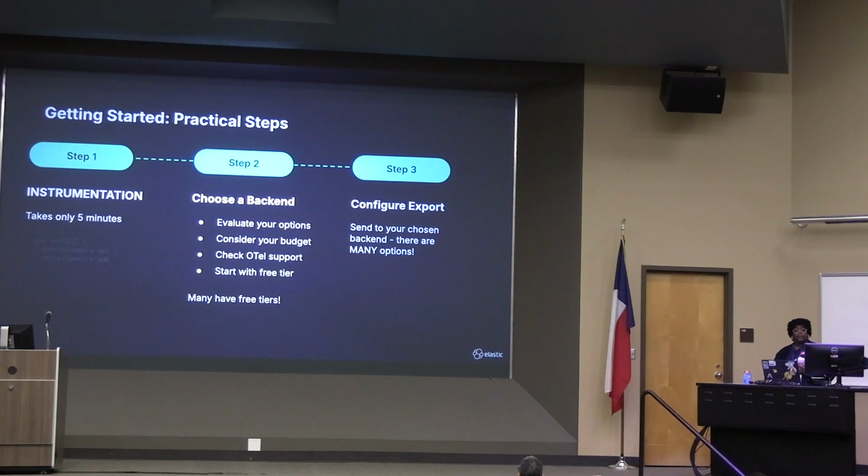You can evaluate these different backends based on your needs. Step 3, you can configure the export. At that point, it's just environment variables. You have service name, endpoint, done. And seriously, for an application, you can have basic observability in under an hour. This is critical. And honestly, there's an even easier way to start than going this way.